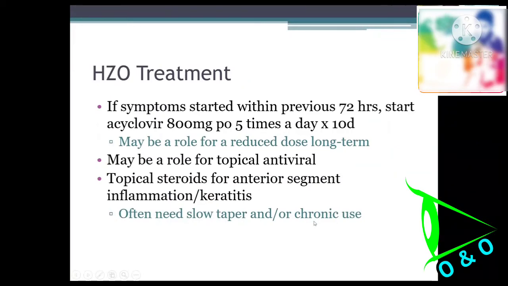Classically, if the symptoms started more recently, start acyclovir 800 milligrams 5 times a day for 10 days. I will start this nowadays even if symptoms started earlier than 72 hours prior. And there may be a role for reduced dose long-term, which is the topic of a big multi-center study, the ZEDS trial, the Zoster Eye Disease Study, that's looking at whether low-dose Valtrex for 1 year after acute symptoms can reduce the incidence of recurrent disease.